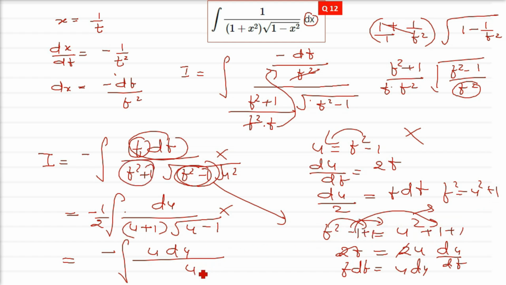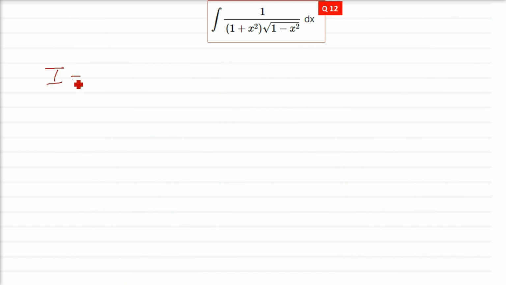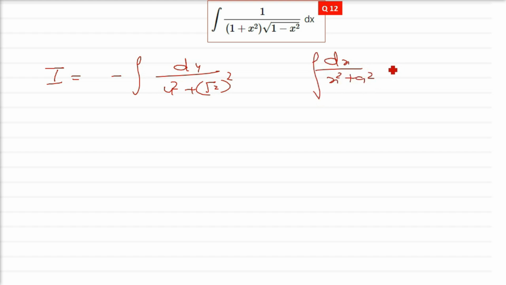So this u square plus 2, let's take 2 as under root 2 whole square. So this u is a different term. Just cancel these two out. Minus is outside. So let me write it clearly now. The integration has become something like this: negative outside, du divided by u square plus root 2 whole square, and dx by x square plus a square. Integration will be 1 by a tan inverse x by a.